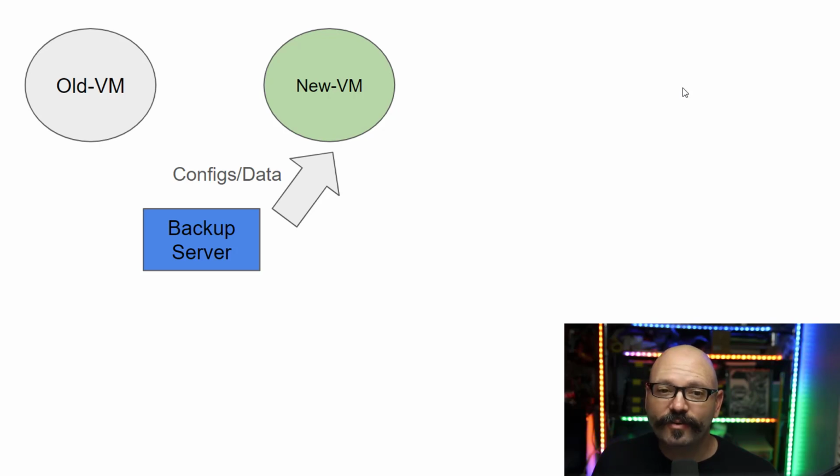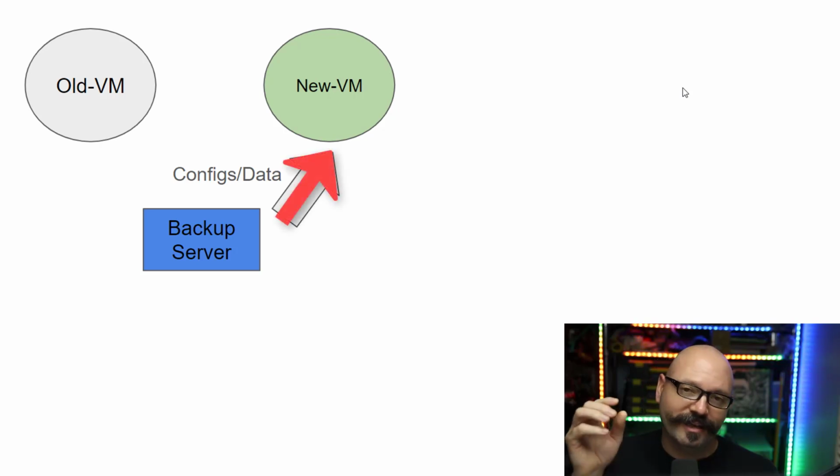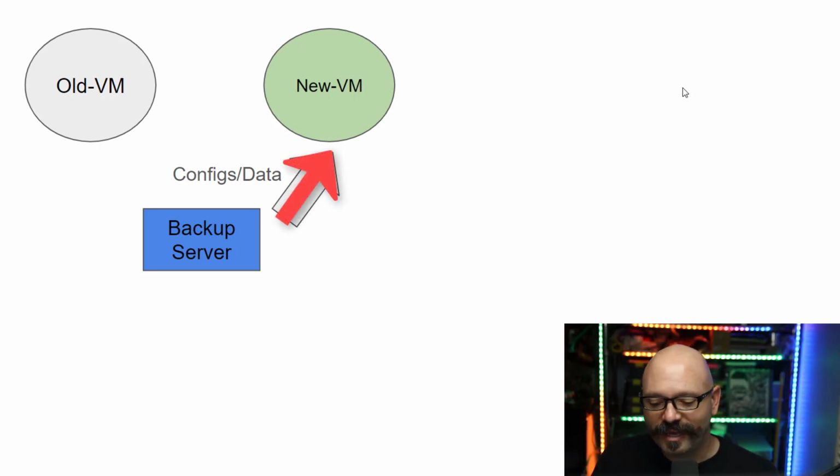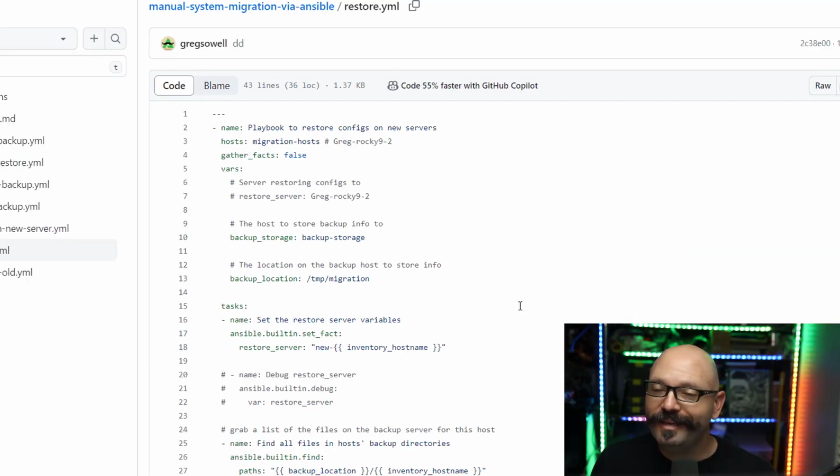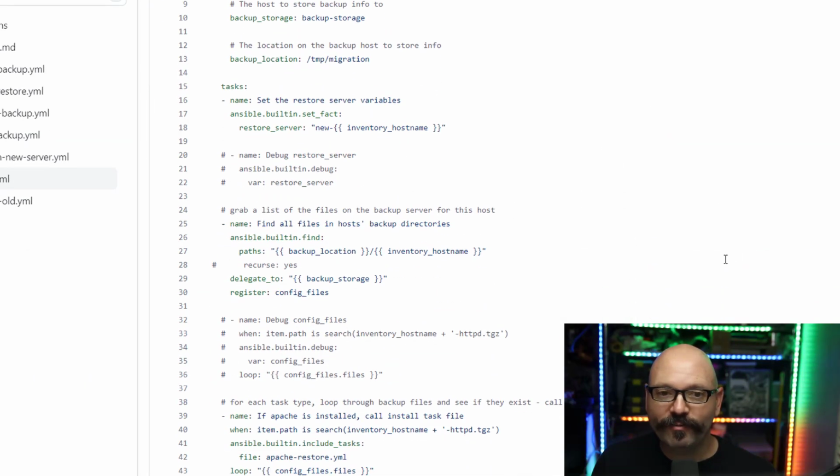The next thing I want to do is connect into the backup server, pull those configs and data, and stick that in the new VM. And let me show you that in the playbooks really quick. So I am doing the restore playbook. That's what I'm calling. In here, it's doing everything somewhat in reverse order.